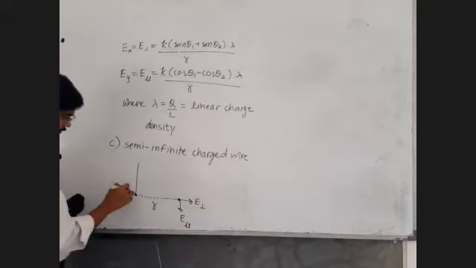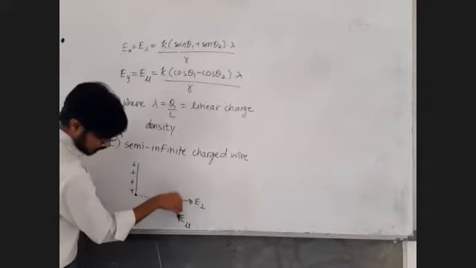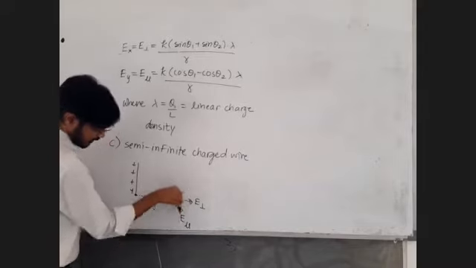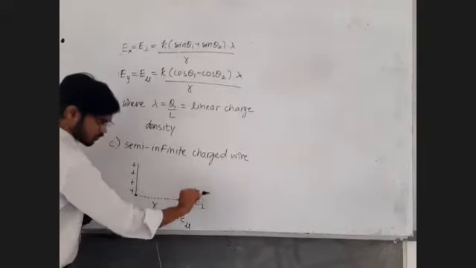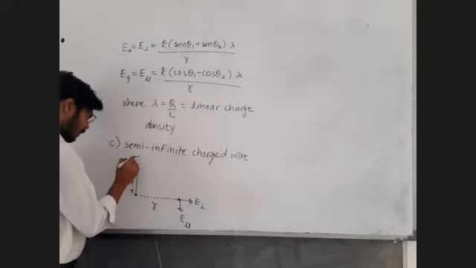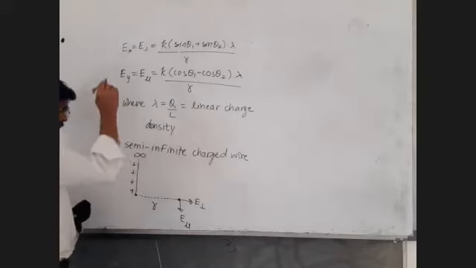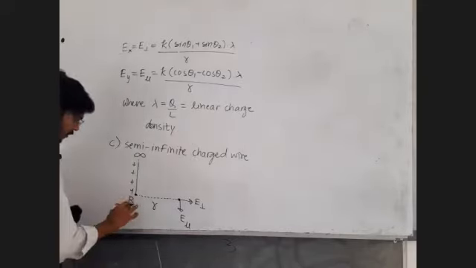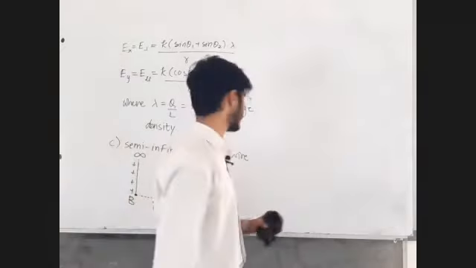Okay, now here we have the wire. So its components are going to be like this. So the net parallel component is going to be vertically downward because the electric fields are going to be like this. Its horizontal component like this, vertical component like this, and the wire extends up to infinity. Here the wire extends up to infinity. So point B we have, but point A is at infinity.